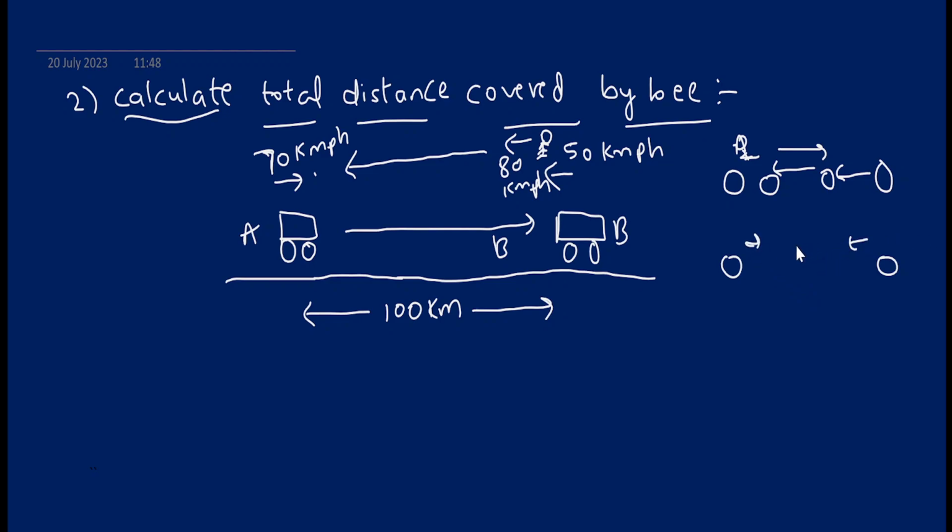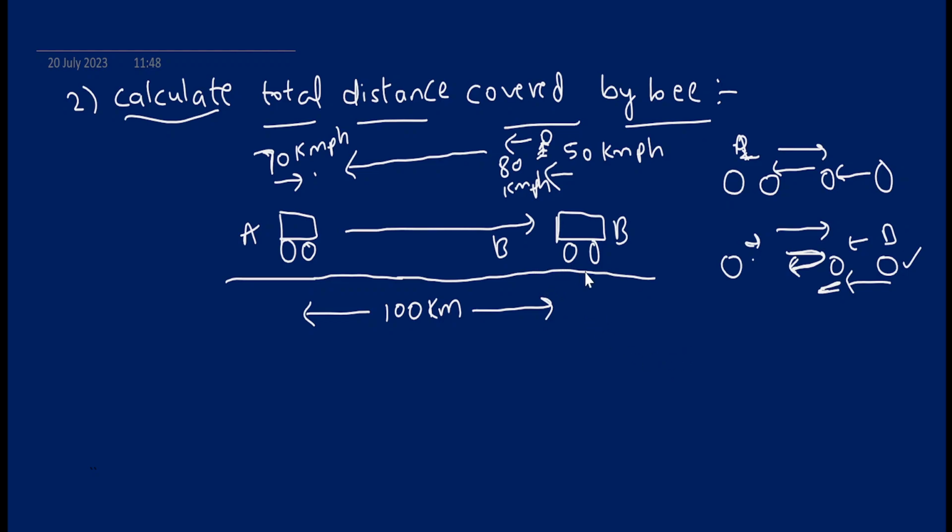So the bee will try to reach this position, but by this time train B will move here, so it will return at a position earlier than expected, right? We expect it will return at train B, but when the bee is coming in this direction, the train would have traveled some distance, so the bee will return somewhere here, not at the start position of B. So this becomes a tricky problem because the trains are moving.